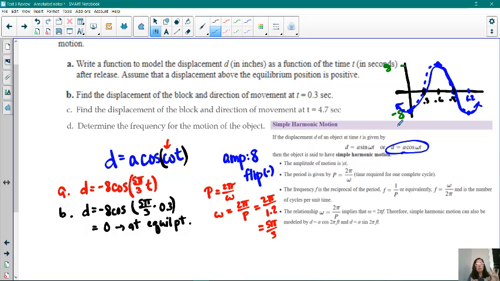If that's not as readily observable to you, just plug in a little bit larger t-value, like maybe 0.4. Don't get too big. You could even do 0.31. You want to stick really close to that t-value. What you would get would be a positive number that would also tell you you're on the way up. So the block is at the equilibrium point and on the way up.